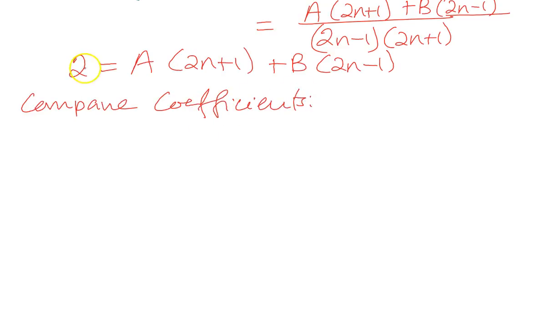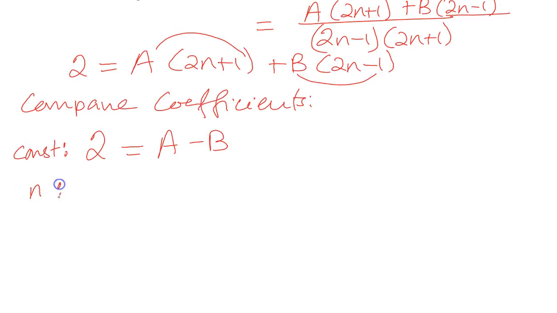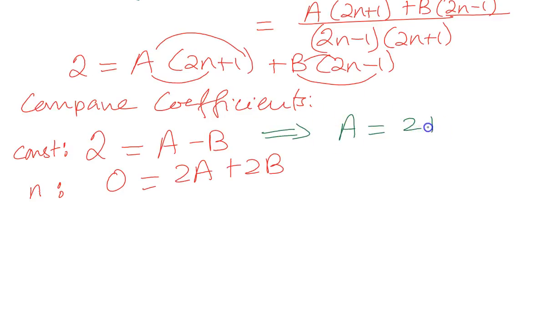Okay guys, what's the constant here? The constant here is 2. What's the constant on the other side? a minus b. Okay? Now, what is the coefficient of n? Here I equated the constants. Here I'll equate the coefficient of n. There's no n here. The coefficient of n here is 2a, and the coefficient of n there is 2b. Alright guys, so from the first equation, I can say a is 2 plus b.